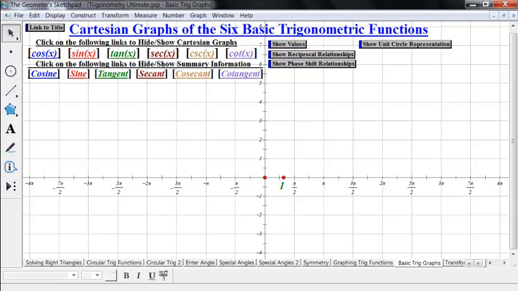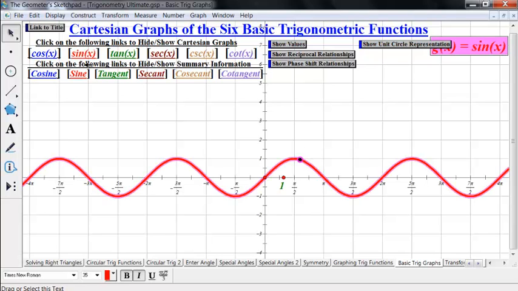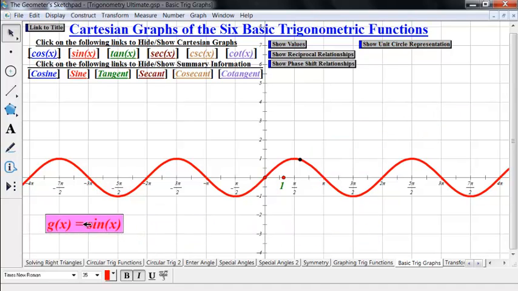So this next page, called Basic Trig Graphs, shows all the basic graphs of the trig functions. And we're going to start with the sine graph there and look at it. The function is g of x equals sine of x. And we're going to see some of the properties that this function has.